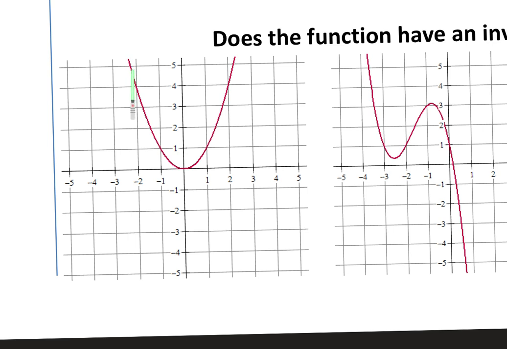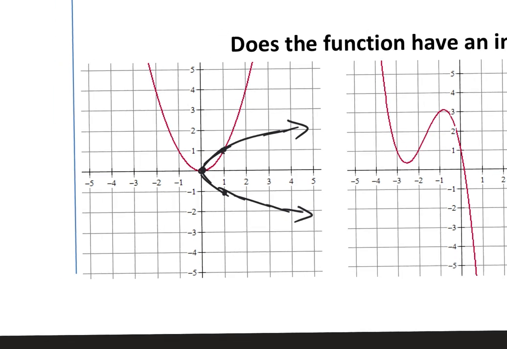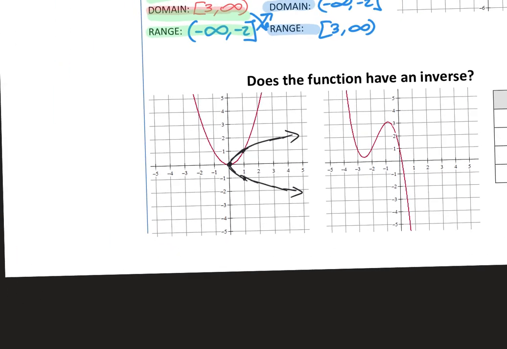But remember, when we're talking about an inverse, what would the inverse look like here? The inverse here would look something like this. And now would the inverse pass the vertical line test? No, it would not, right? So to test for inverses, you have to pass the vertical line test, and the horizontal line test. You have to do both, okay?